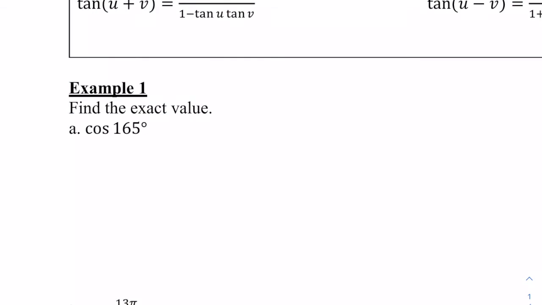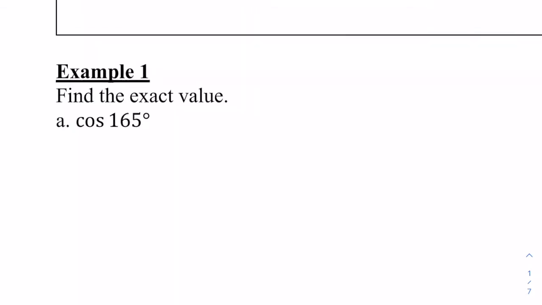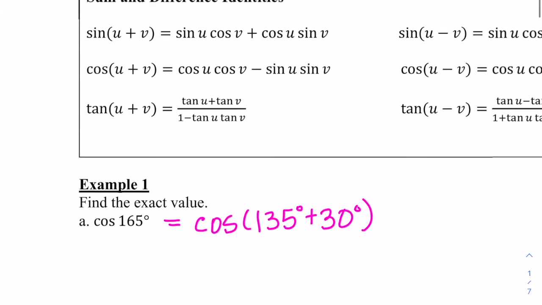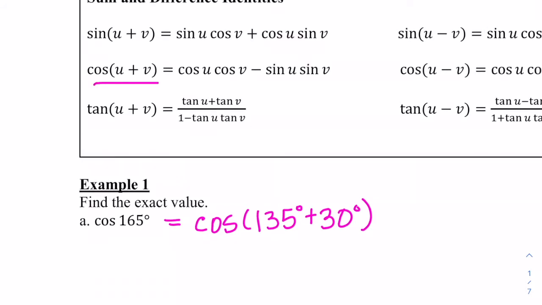So if we're going to add two angles to make 165, well, we could add 135 and 30. So I can rewrite this as the cosine of 135 plus 30, and that's in degrees. Now going back to the formulas, I would be using the sum of u plus v. My u would be 135 and my v is 30. So I can rewrite this as the cosine of 135. I'm just going to drop the degree for this example.